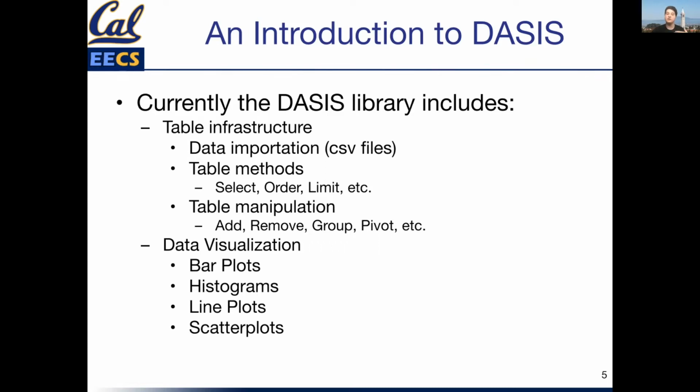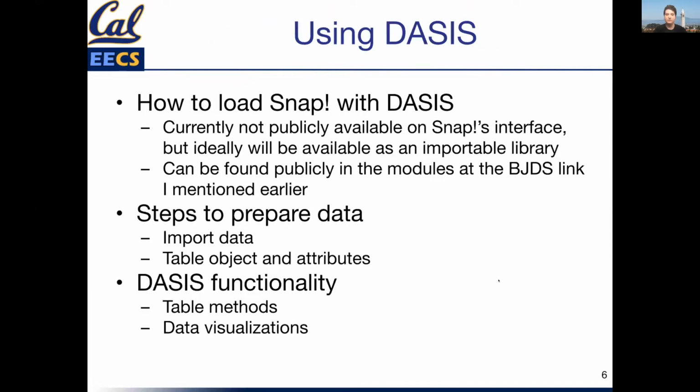There's also functionality for data visualization. We have bar plots, histograms, line plots, and scatter plots. All of these are fully functional, and they can be used with the simple click of a button. Students don't have to do as much work molding the table into the format needed for visualization. It's intended to be very abstracted, one click and generating the visuals.